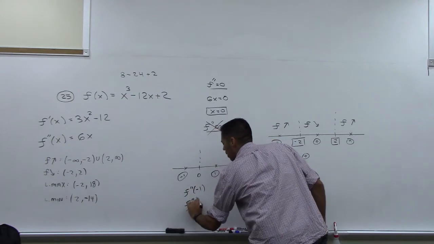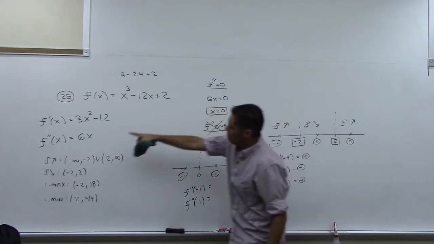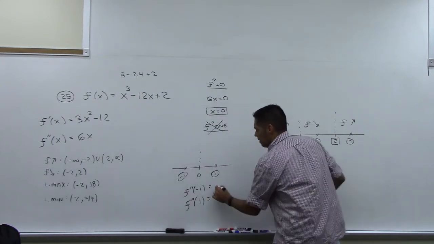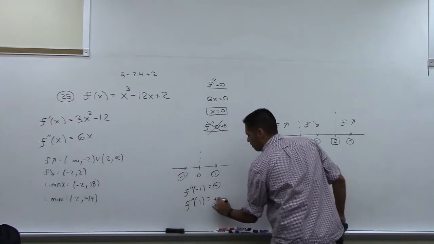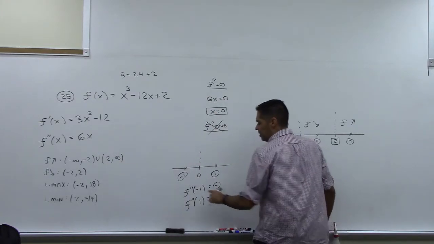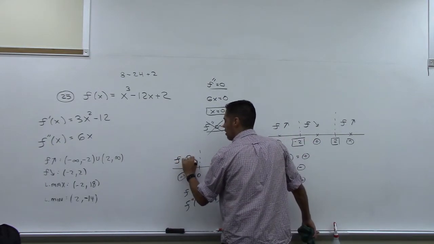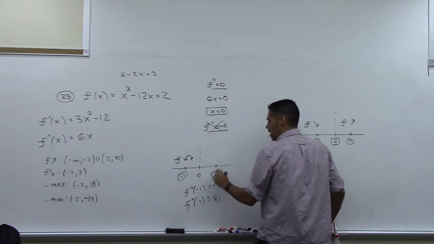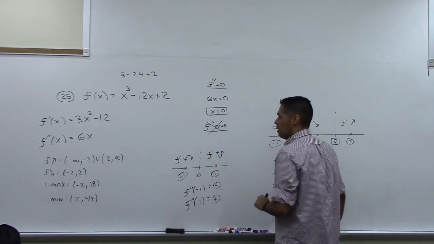What's f double prime of 1? So if I plug negative 1 into the second derivative, I get negative 6. That's a negative number. If I plug in positive 1 in here, I get a positive 6. That's a positive number. And since the second derivative is negative over here, that means the original function is concave down. And since I get a positive here, that means the original function is concave up.